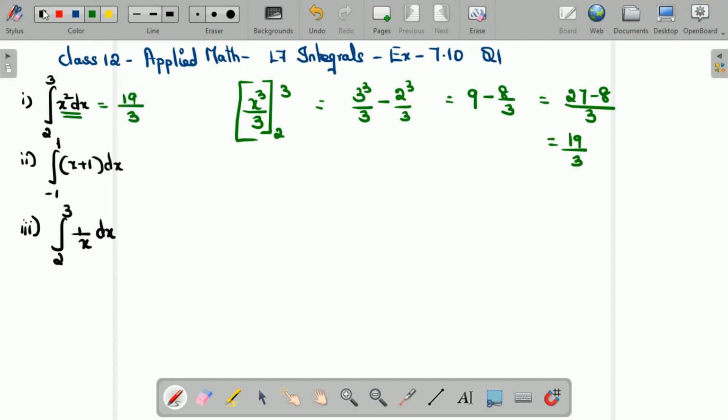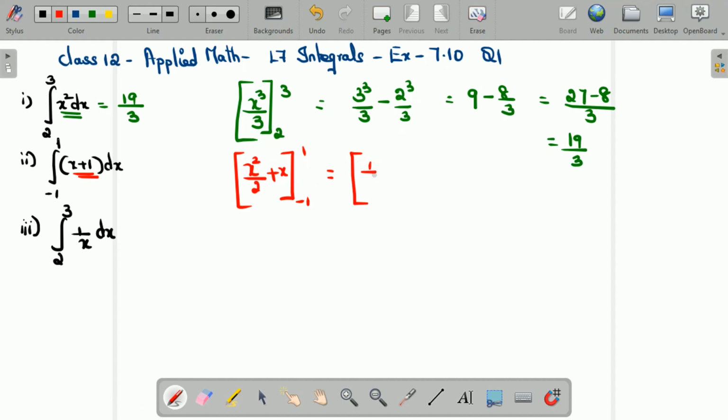Now let's take up the second subdivision. Here it is the integral between limits minus 1 to 1 of x plus 1 dx. First let's integrate x plus 1. So we will get x squared by 2 plus x. Now I need to apply the limits minus 1 to plus 1. First let's always apply the upper limit for both the terms. In this case, x I'm going to replace with 1.